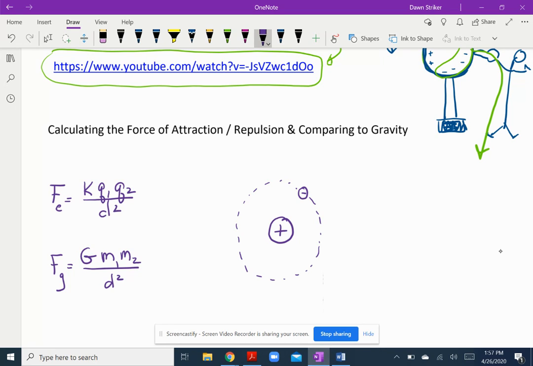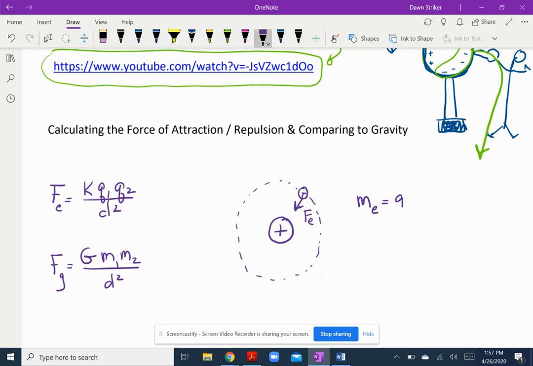So I've got an electron here and a proton here, and I know that they're going to attract each other with both an electrostatic force and a gravitational force, and I would like to compare the size of each. So first I need to write down some facts.